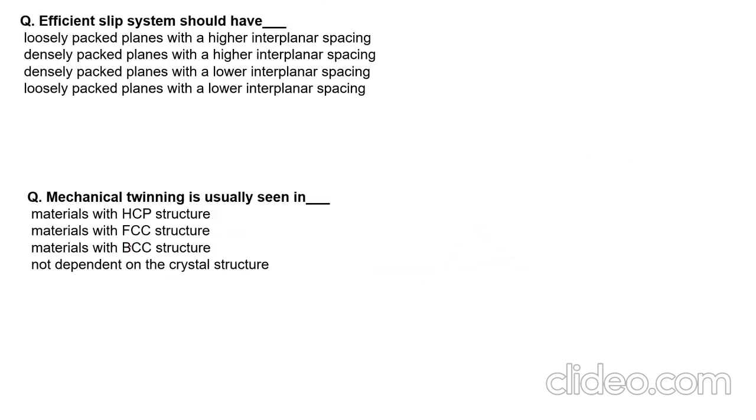Okay. So next question says efficient slip system should have loosely packed planes with a higher interplanar spacing, densely packed planes with a higher interplanar spacing, densely packed planes with a lower interplanar spacing, loosely packed planes with a lower interplanar spacing. So you know that the slip system is defined by a set of plane and a direction. A slip plane is nothing but a plane through which there is a likelihood of plastic deformation to occur in a material. So it will be on a certain plane in a certain direction, right?